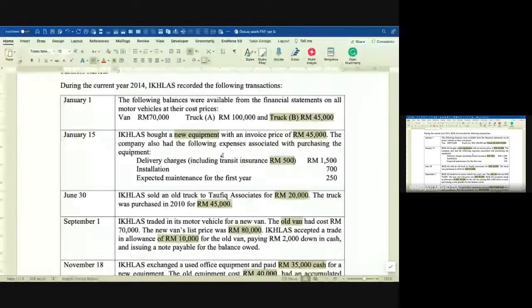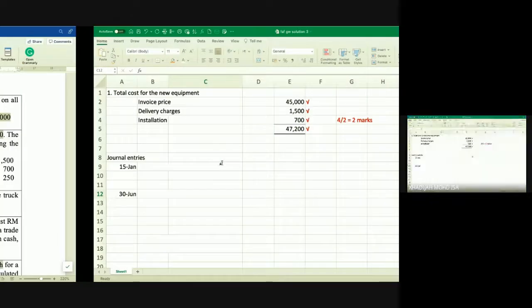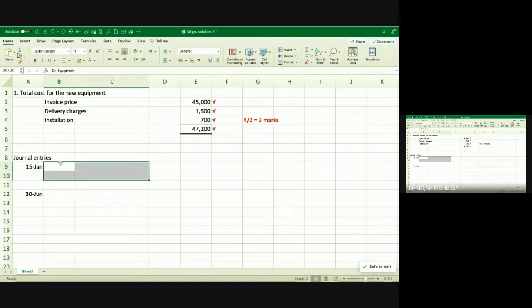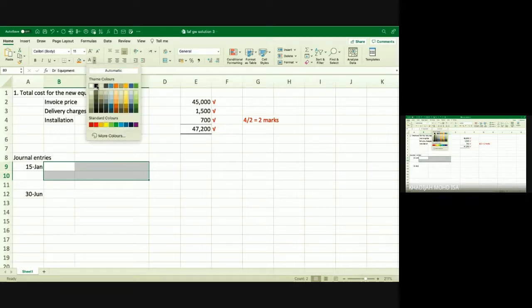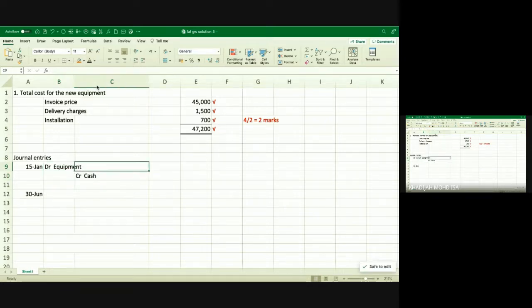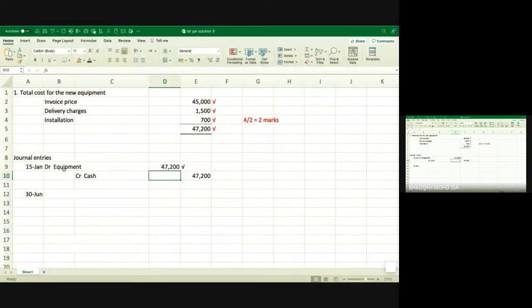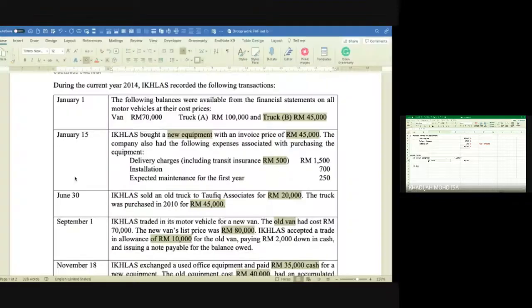How did you pay? Bought new equipment with an invoice price. It means that this could be cash. It doesn't mention that you will pay in the future, so it means that you have paid cash. So I would suggest that you debit your equipment and credit your cash. And how much is it? 47,200. Yeah, debit your equipment because this is your asset. Credit your cash because you have to pay out cash. Cash decreases, so that's why you credit. So is that clear? All right.